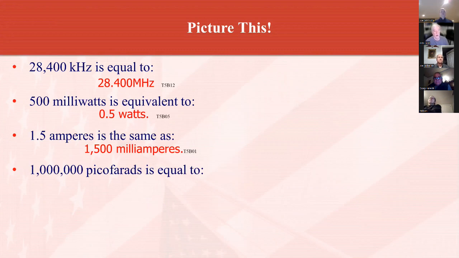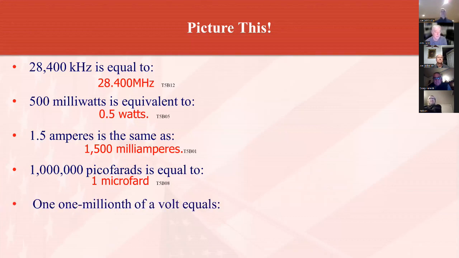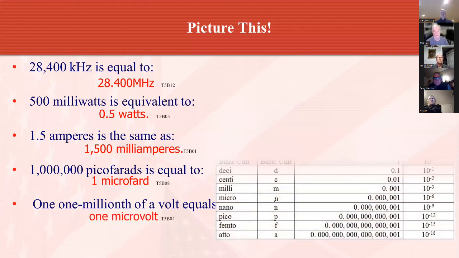Now we're getting past what I actually understand. So 1 million picofarads is equal to, I think, 1.5, no, 1 microfarad. Now, I don't know where I got that 5 from. Sorry. 1/1,000,000th of a volt equals 1 microvolt, I believe. Yes, very good. Some of it's coming back.